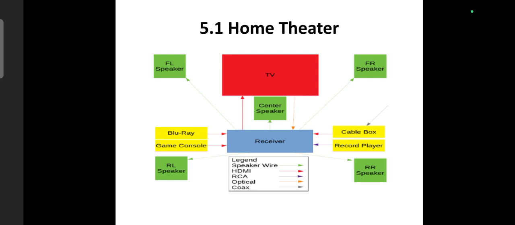Imagine watching an action movie. With a 5.1 system, you can hear a helicopter approaching from behind or a car moving from one street to another. A rainfall surrounding you from all directions. This creates a realistic cinematic experience inside your home.